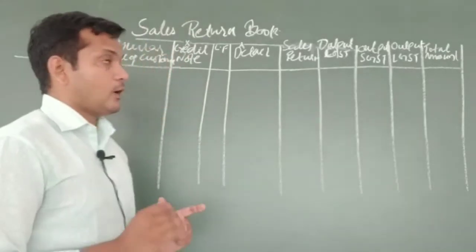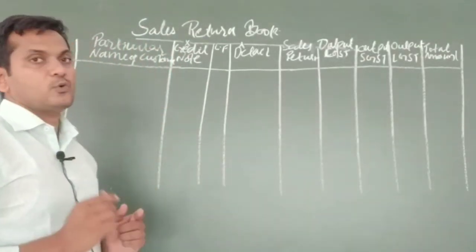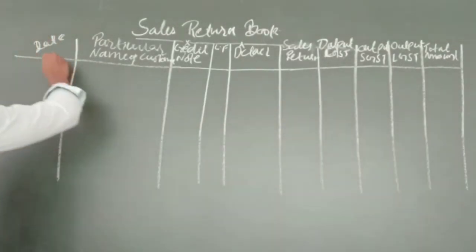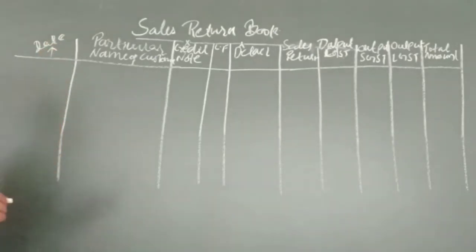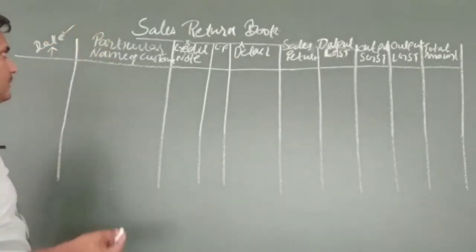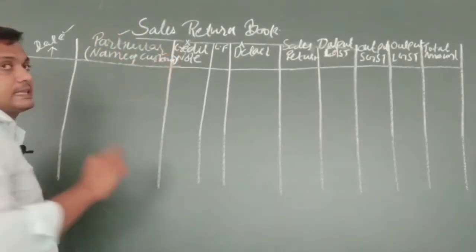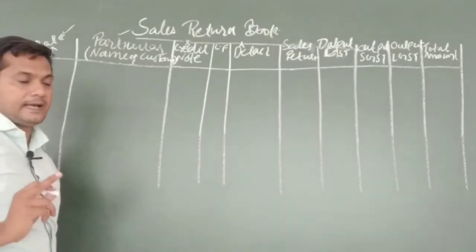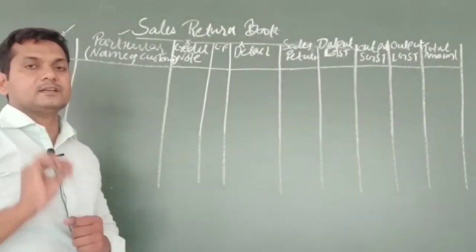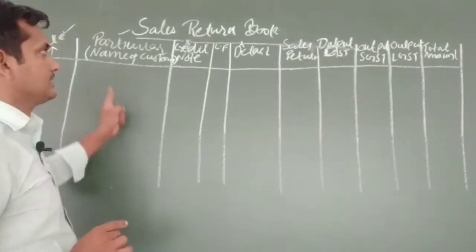Then, the format of the sales return book is on the blackboard. The first column is for date, which means the date mentioned on the credit note, and that date you have to record. And then after that, particulars, meaning the name of the customer who returns the goods, which customer we have to credit; we have to record the name of that customer in that column.